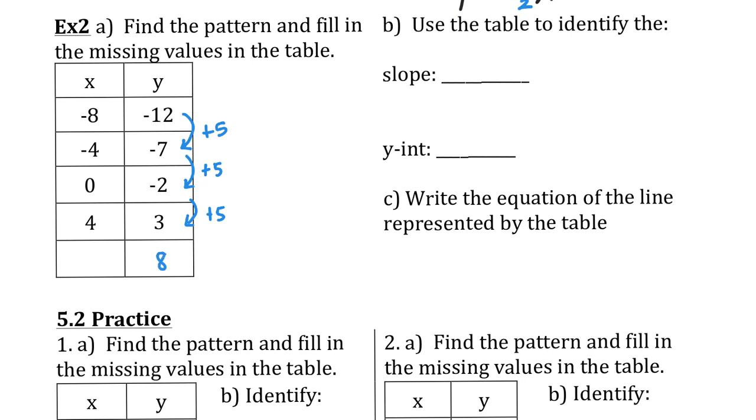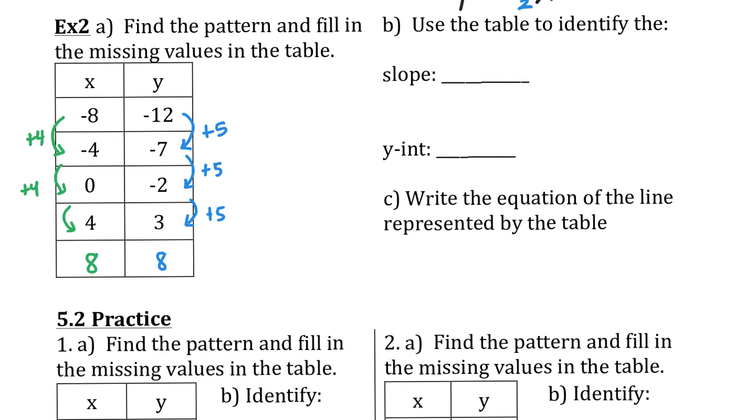-2 to 3, I'm going up 5, and if I go up 5 more, I'm going to end up at 8. Let me check the pattern on the x column. From -8 to -4, I'm going to the right, so I'm going in the positive direction. So I'm going to go up 4 units. -4 to 0, I'm going up 4 more units. I'm going to keep going up 4 units, and if I go up 4 more units, I'm going to end up at 8. So the missing value is 8 on the table.